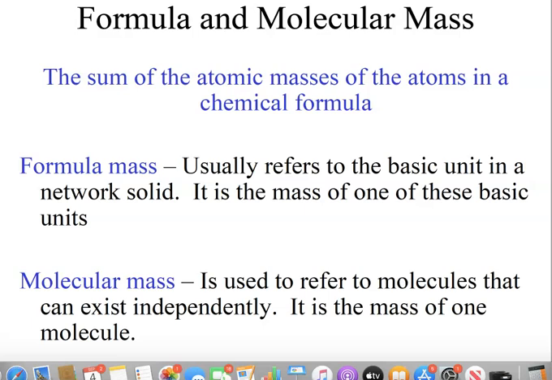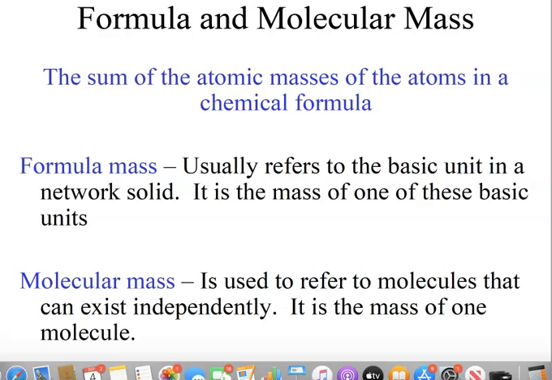So NaCl, for example, sodium chloride, is a network where there are many sodium and many chloride ions stuck together, but they're in a 1-to-1 ratio. We don't have molecules of NaCl. Instead, we refer to NaCl as a formula unit within the network solid. And so then we find the mass of one formula unit when we find its mass.